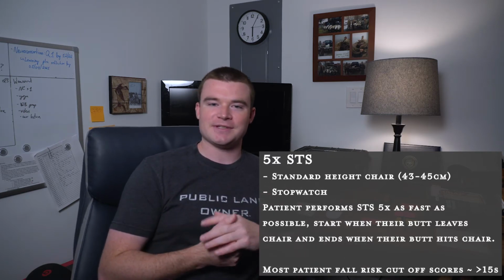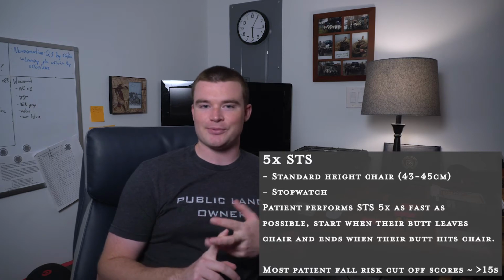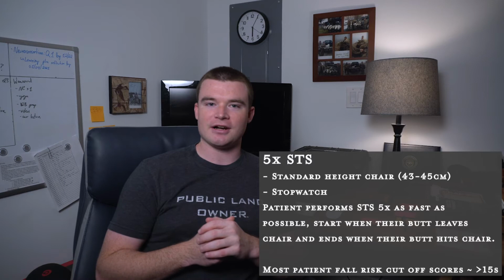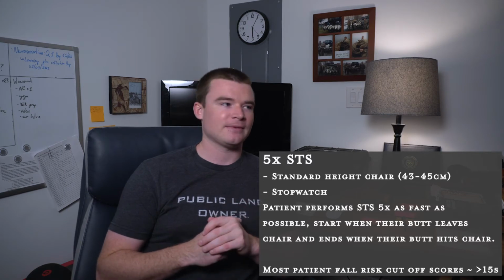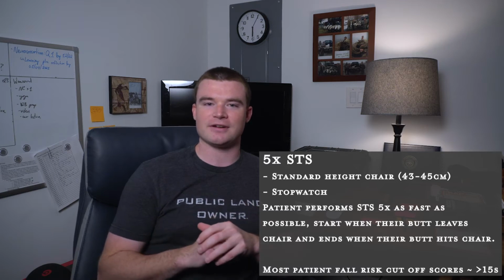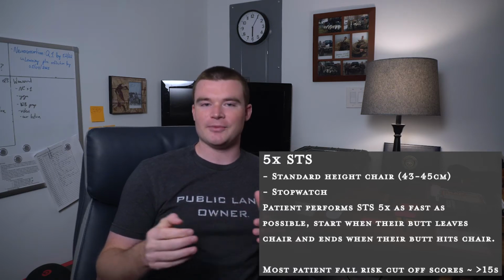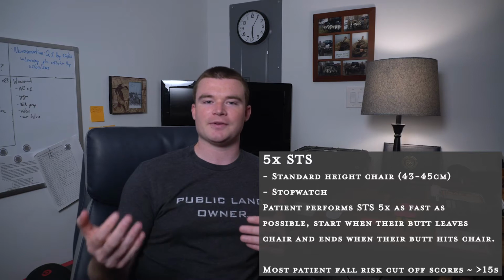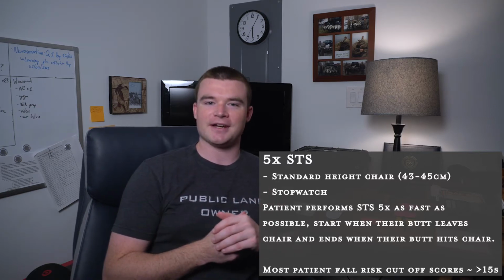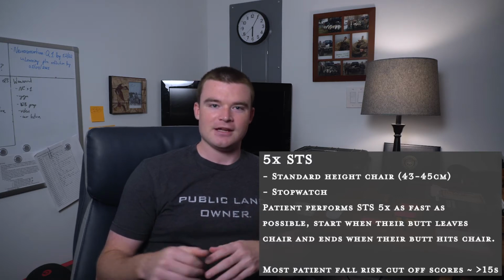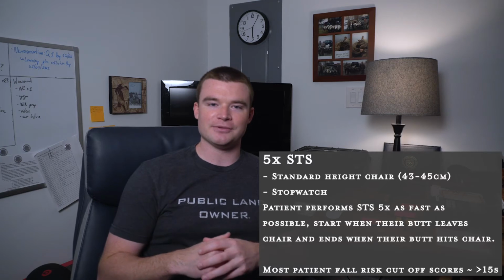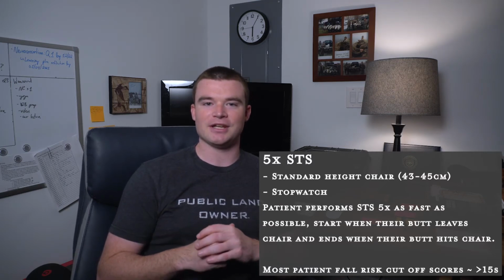But basically, the 5-time sit to stand, all you need is a chair and a stopwatch and your patient. And you want to use a standard height chair. I think it's like 40 centimeters or something like that, 17.5 inches off of the ground, and with armrests. And basically you're going to have your patient cross their arms in their chest, and then they're going to sit down and stand up 5 times as fast as they can. Usually you give them a practice round, and then on the real round you would say go, and then start the timer when you say go.